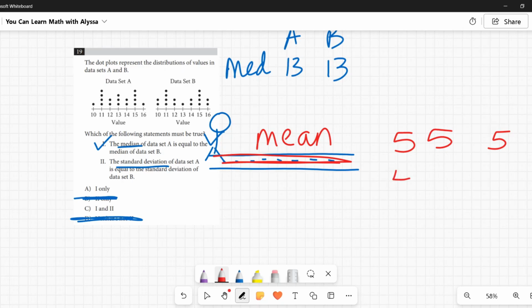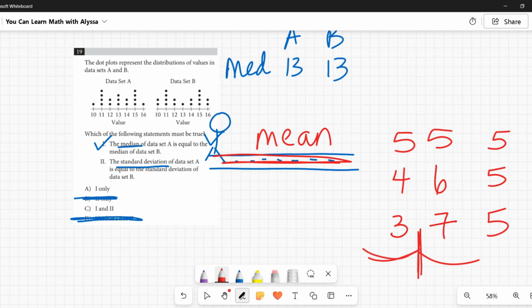What if I went down 1 for this number and then up 1 for this number? 4 plus 6 is 10, divided by 2, I get 5. I do it again. Down 1, up 1. 3 plus 7 is 10, divided by 2 is 5. So when the numbers are moving apart from that central line the same distance, the mean doesn't change. Okay? The mean's going to stay the same.